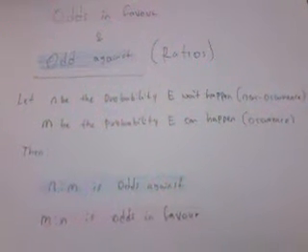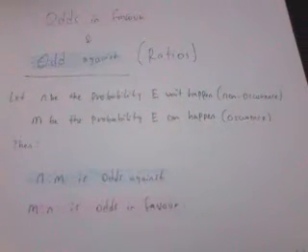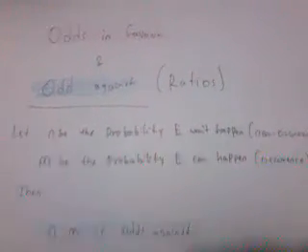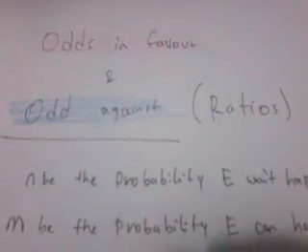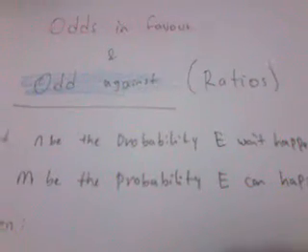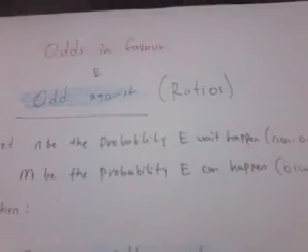I said the previous video was the last one, but I was wrong. We have one more video which talks about something really cute called odds in favor and odds against in taking chances. And these are nothing but ratios, so it's nothing to worry about. But what are they ratios of? That's what we need to talk about.